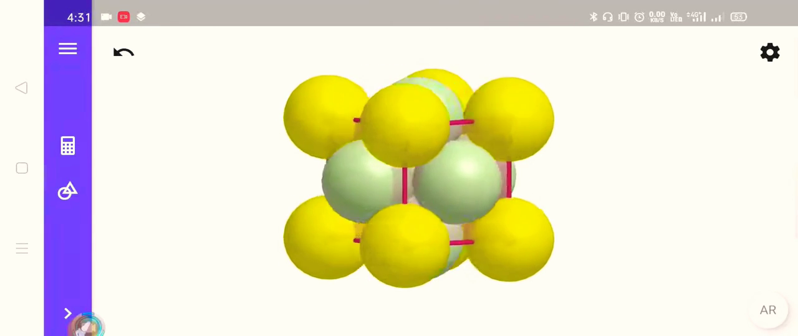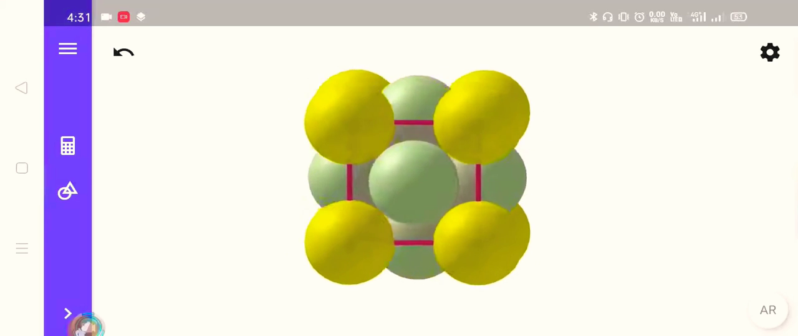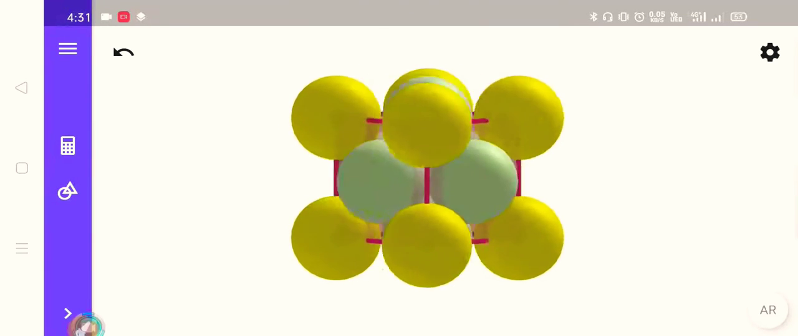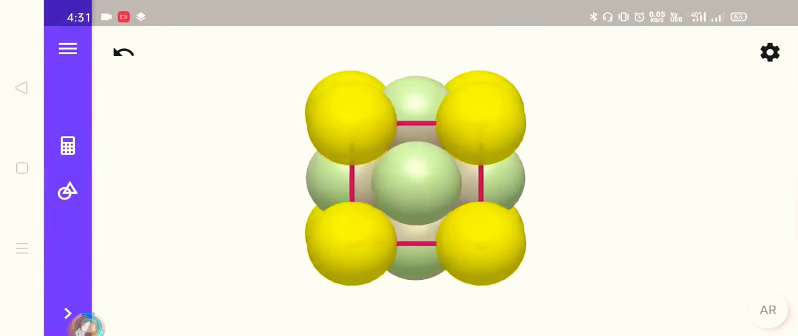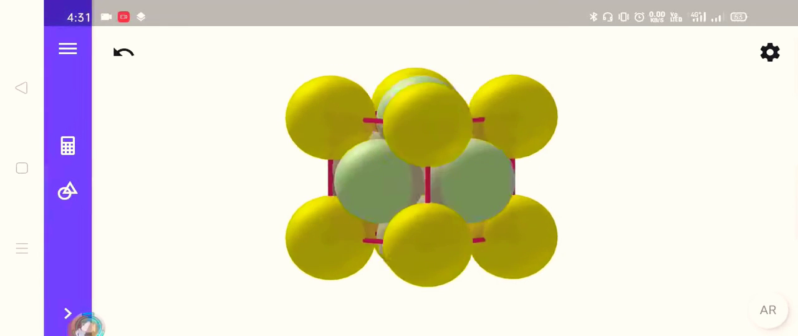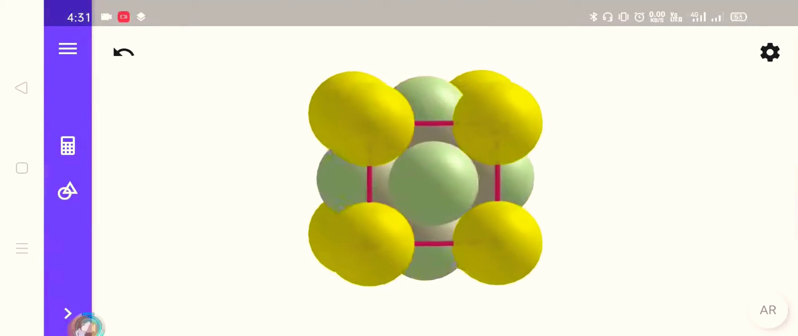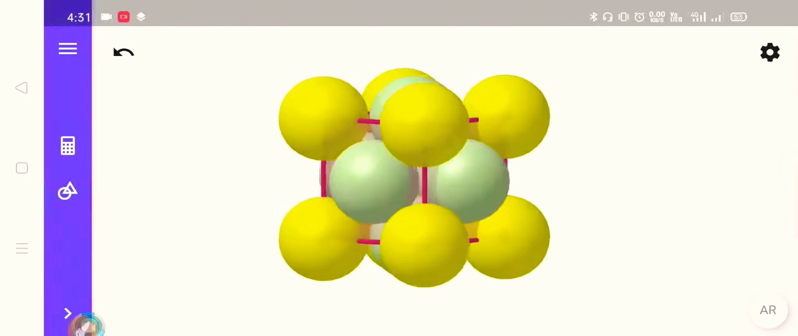Now let us move on to the second unit cell. This is the face centered unit cell. Now we are trying to find the packing efficiency of HCP or CCP. Both have the same type of efficiency, so we already know its answer.